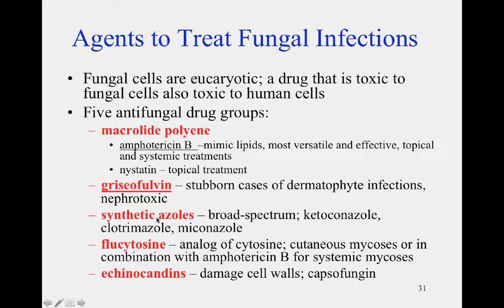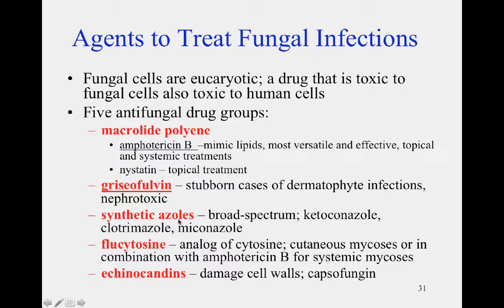But we do have groups of drugs that work pretty well, especially in the case of topical treatments. The systemic treatments or infections that are targeting, for example, respiratory lung infections are way more difficult to treat. But nystatin, amphotericin B, works by mimicking the lipids in the cell membrane of typical fungal pathogens and works pretty well, especially for topical treatment here and some systemic infections. Griseofulvin is effective at treating some dermatophyte infections, but is associated with nephrotoxicity, so this would be the kidneys.